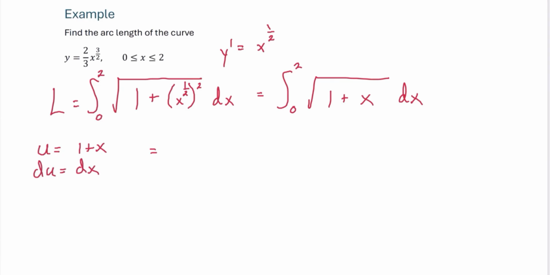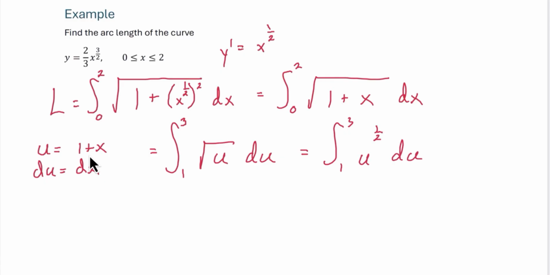Now our integral looks like the square root of u, du. Our new limits of integration, if we plug the lower bound 0 in for x, we get 1. And if we plug in the upper bound for x, we get 1 plus 2. The upper limit is now 3. We have the integral from 1 to 3 of u to the 1/2 du.